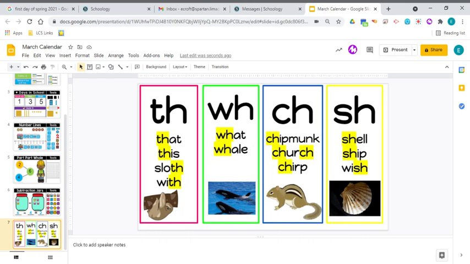Now I'm going to include that L blend video again so that we can have some more practice with our L blends. Remember with digraphs like the TH, WH, CH, and SH, it's a whole new sound. But with the blends, you still hear both of the sounds. And you'll see what I mean here when you watch that video.